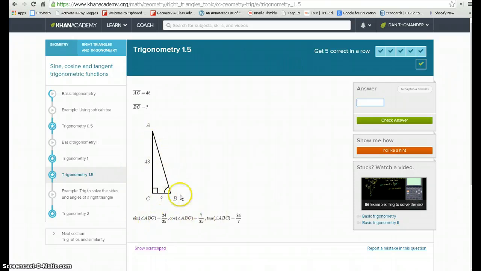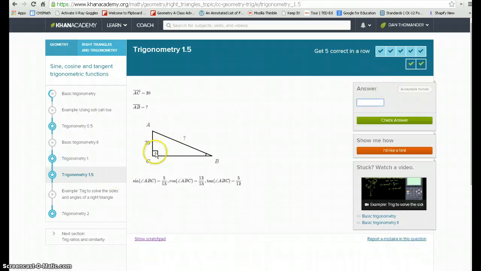Again, A, B, C. So here is B. And now you just think, now that I'm in B, which are the sides that we know and want to know? We know the opposite. We want to know the adjacent. Which function is opposite and adjacent? Tangent. Tangent is opposite over adjacent. So we have 24 over 7 equals 48 over x. Well, 24 becomes 48 times 2, so 7 becomes 14, 7 times 2 will be 14.